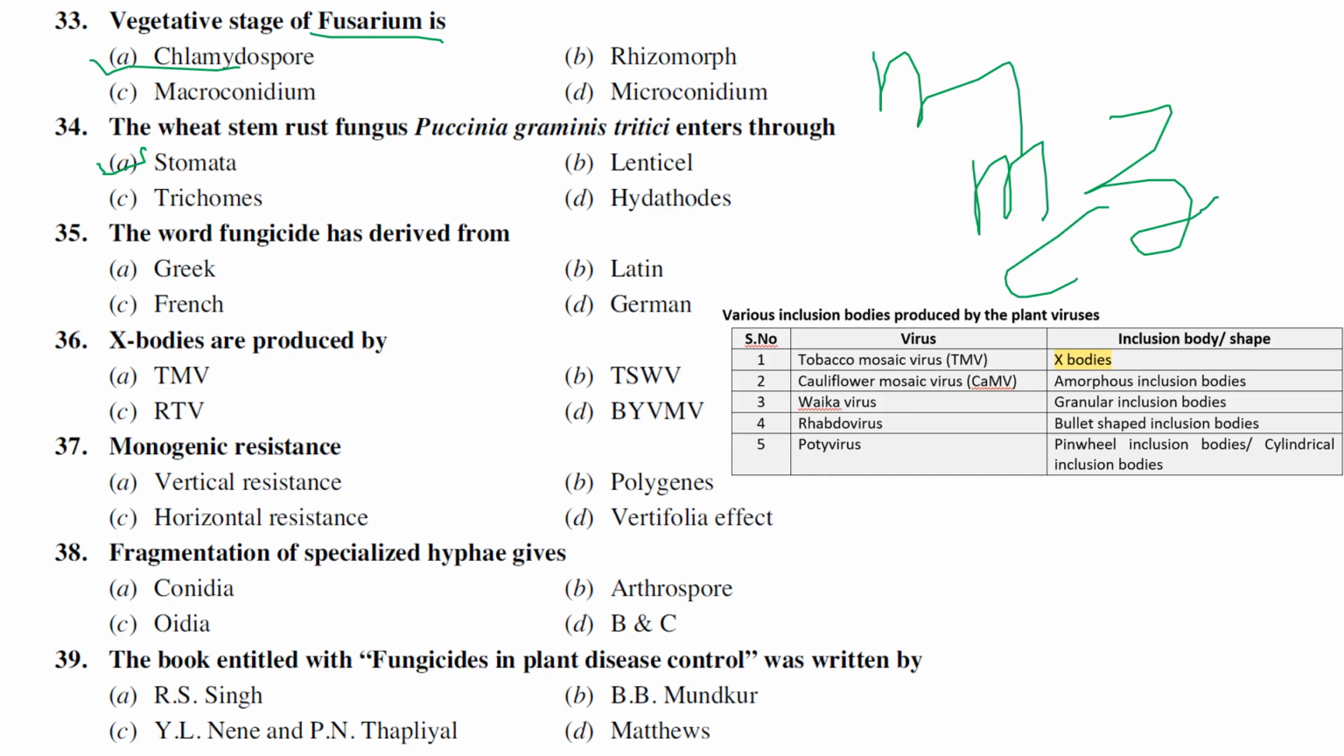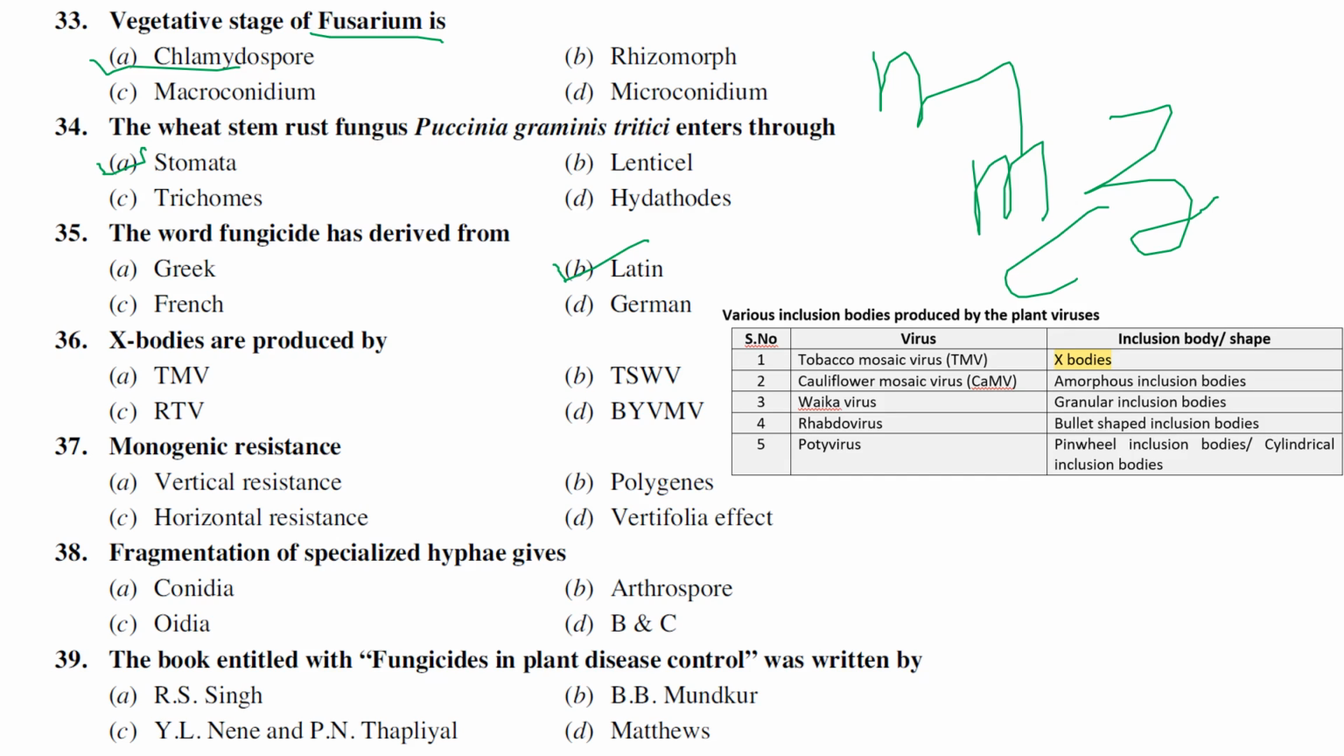If you see lenticels, trichomes, and hydathodes, you can also see the pathogens which generally enter through them. For hydathodes, black rot of cabbage and rice bacterial leaf blight are examples, and some other things as well. And then the word fungicide is actually derived from Latin. Fungi, bacteria, virus, fungicide, these are all terms which originated from Latin.